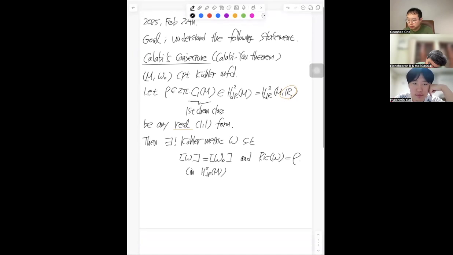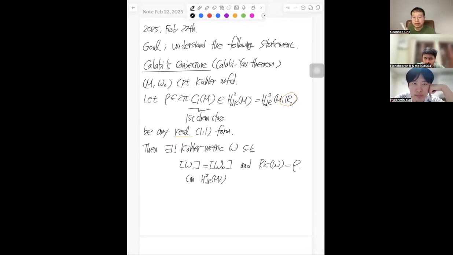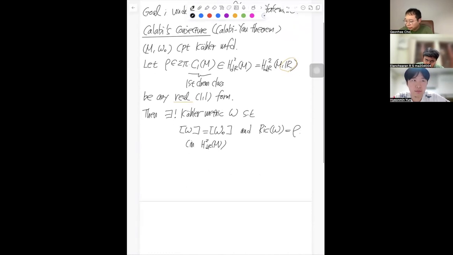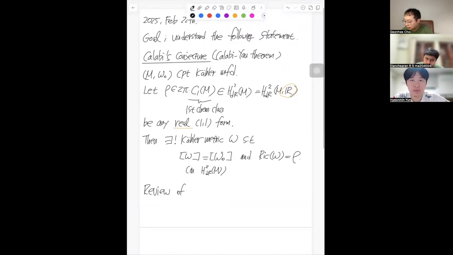So the purpose of the seminar for today and probably next time is to spend our energy to understand each of the objects and definitions if necessary, and review the necessary materials to understand this statement. In order to understand this, let me start with probably a review of Kähler manifolds.